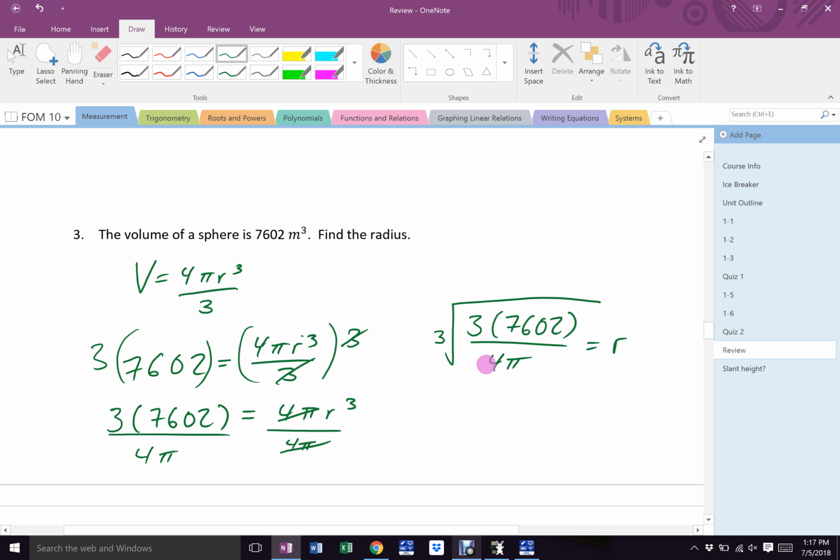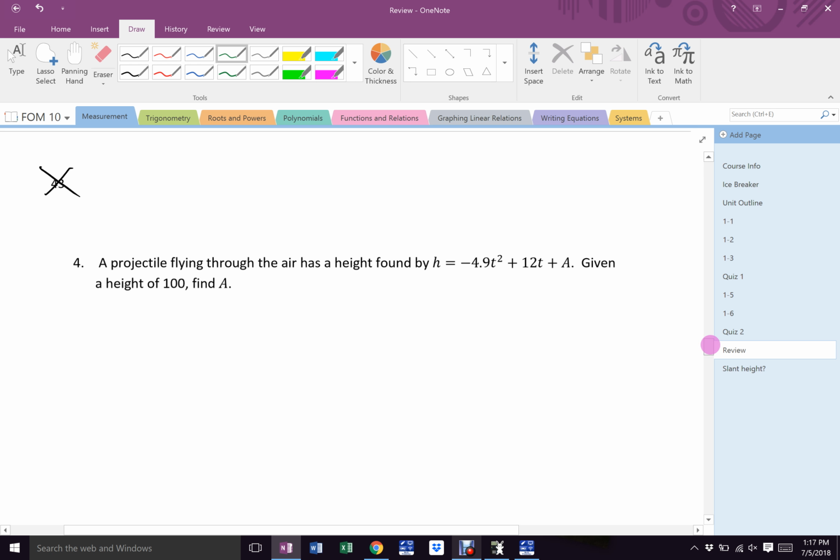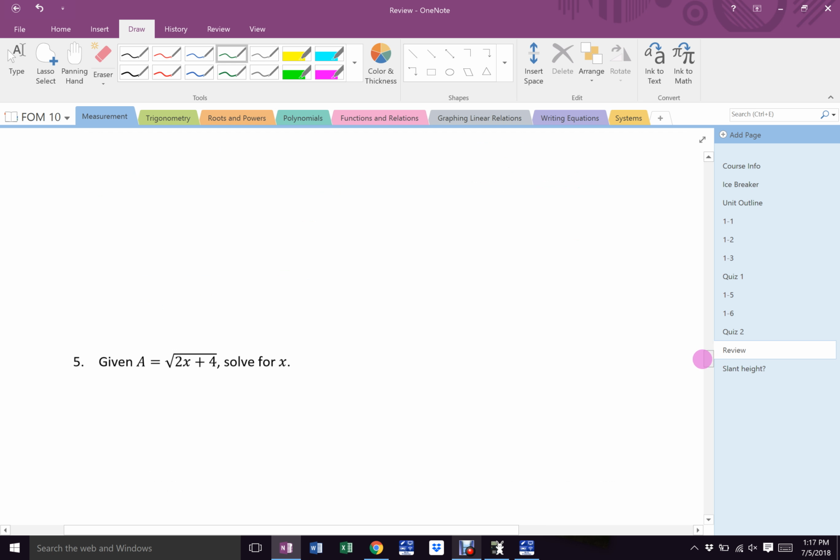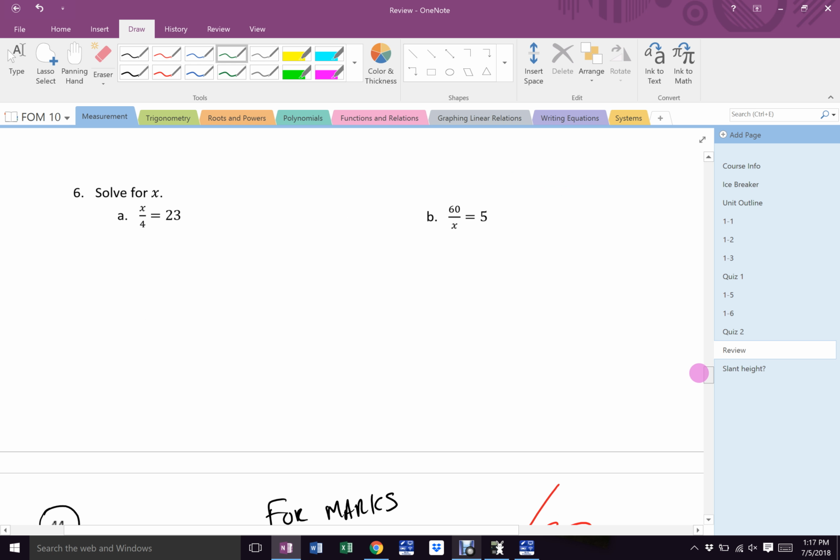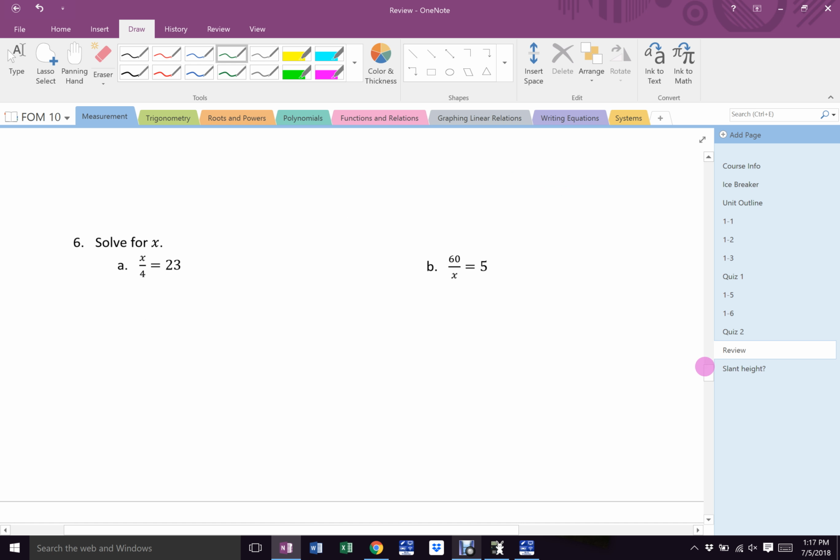Everybody good? And then we are going to skip down to the bottom to number 6, because this is the most important part for trig. My job here is to get x by itself, yes? So how do I get rid of divided by 4? Multiply by 4. So x equals 23 times 4, which is 92.